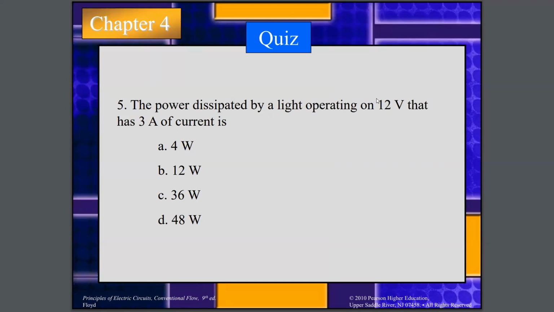So again, the equation that we can use is power is equal to voltage times current, and so we're going to have 12 times 3, which is going to be 36 watts.